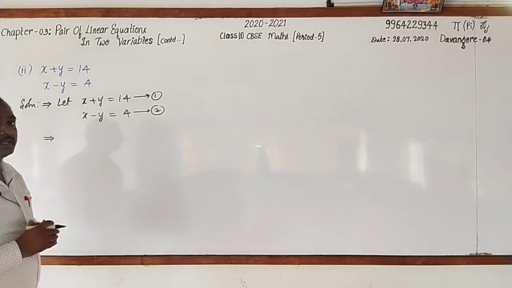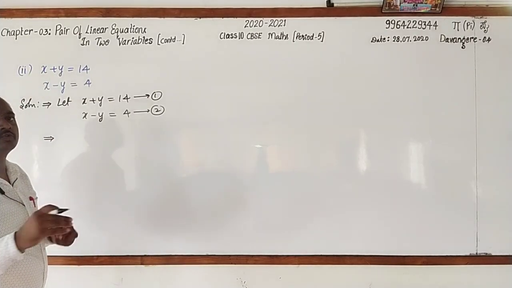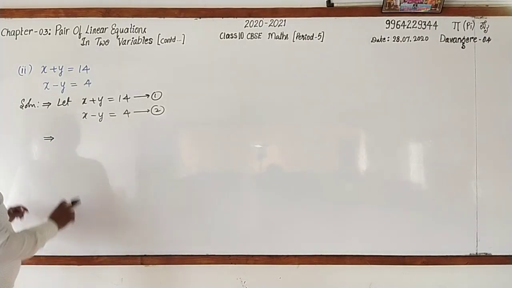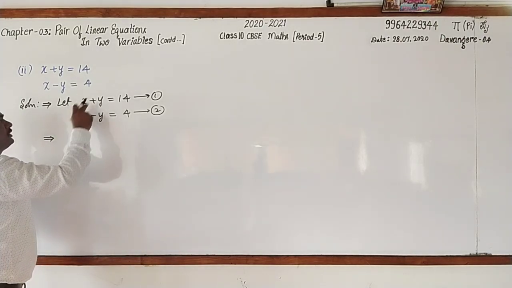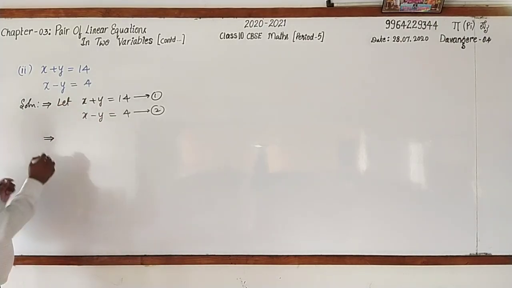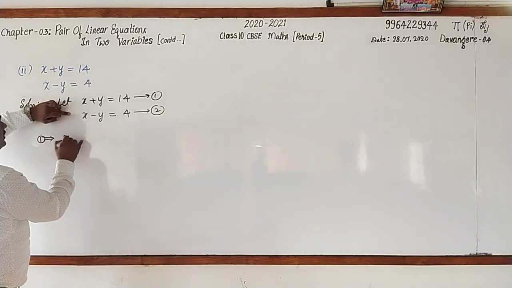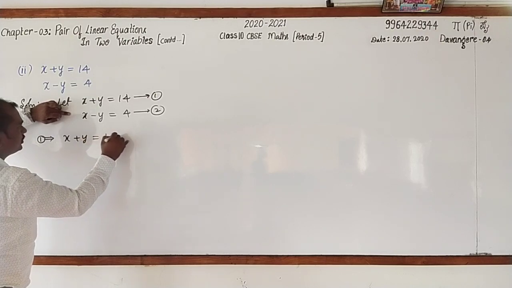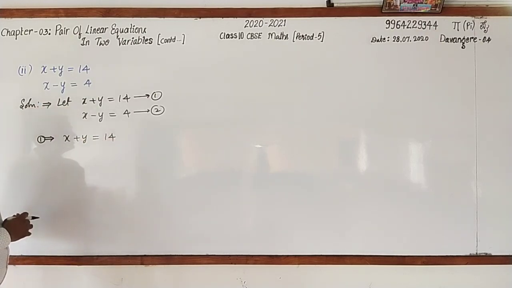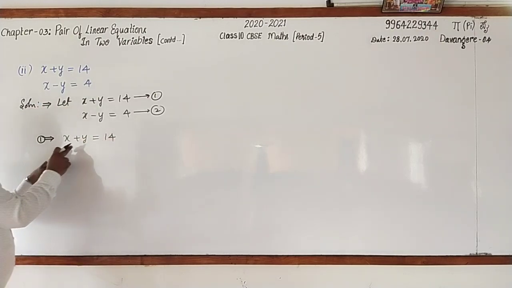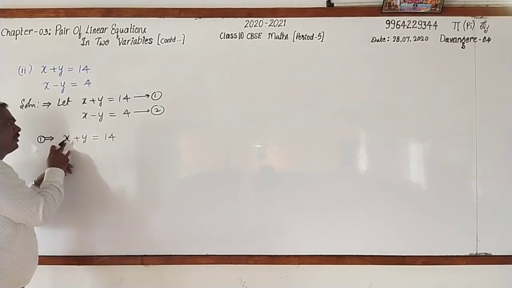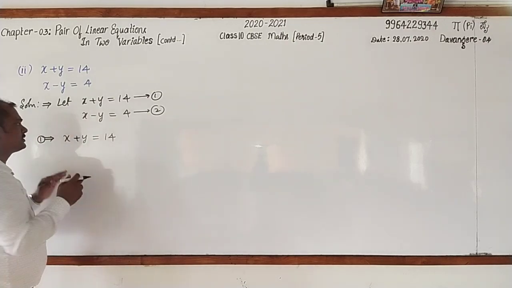Next, what is the second step? You have to choose any one of these two equations where the coefficient of x and y in both the equations is least. You may take either one or two. Here I will take x plus y equal to 14. Next, what is the another step? It is, we have to solve either x or y. It is left to you.